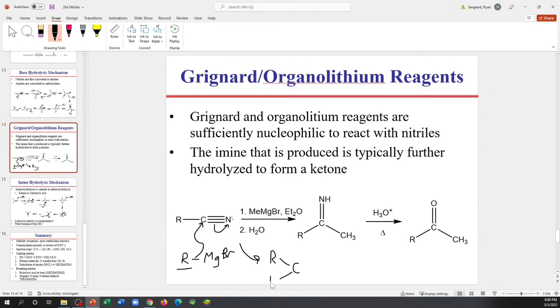So at the end of this step right here, let me refer to this as R1 so that we differentiate that one of the R groups came from the original nitrile and the other R group comes from my Grignard. I end up with my pre-imine.